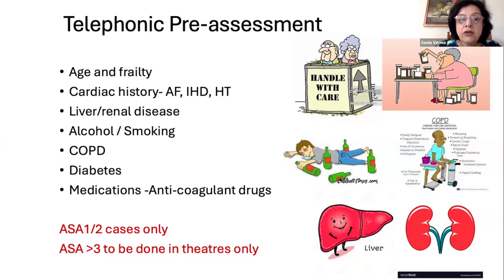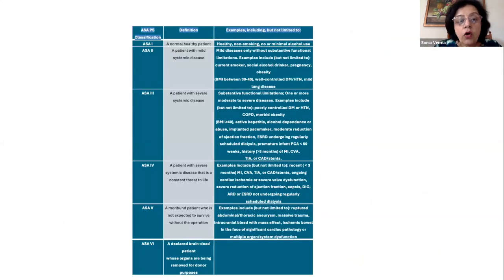So this is done about a month before the patient is scheduled for any procedure. We are encouraging them to do an ASA grading so that only ASA 1 and 2 cases can be done in the remote areas. When the ASA grade is more than 3, we say that it should be done in theaters along with the presence of an anaesthetist. You all are familiar with the ASA grading. So this is laminated and is kept in all the pre-assessment units.